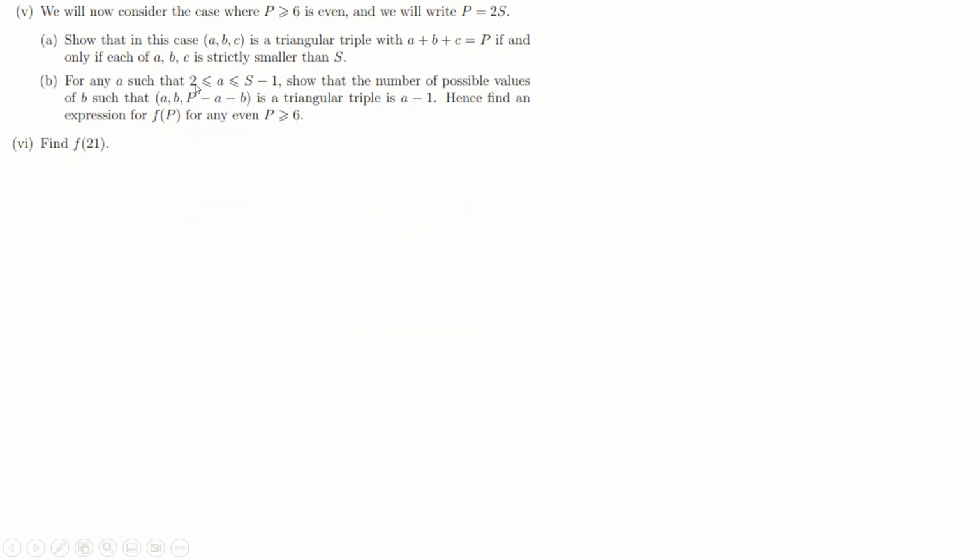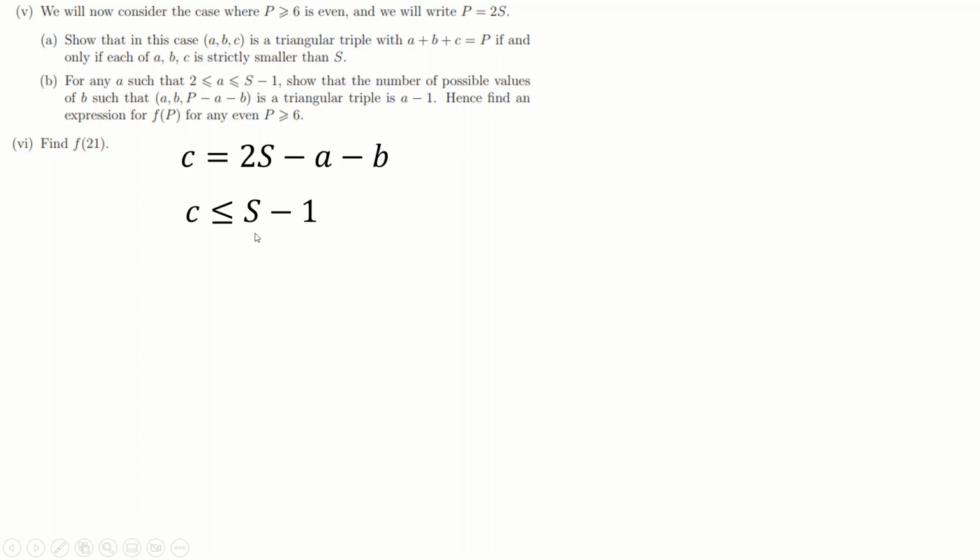Okay, for any A such that A is less than or equal to S minus 1, which we just decided is the biggest it could be, show that the number of values of B is this. Okay, so this is the hardest bit of the question, I think. But what we can say is C equals this, so P is just replaced with 2S. Now, C is less than this, because the argument that we just made for A being less than or equal to S minus 1 is the same for the other two sides as well, right?